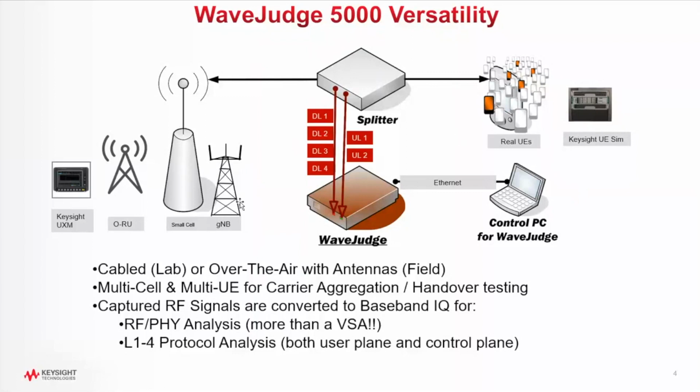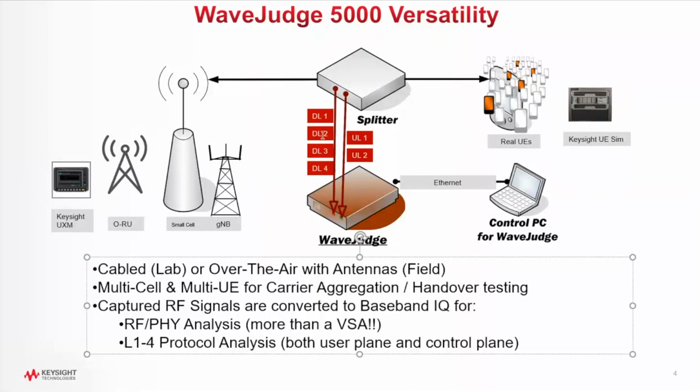They may have a real gNodeB, and in that application they might use a simulated UE. So the real point here is that the versatility of the WaveJudge allows you to capture RF signals from real base stations, 4G, 5G, O-RAN, or simulated base stations. And the WaveJudge also captures information from real UEs or simulated UEs, and that can be for a single base station test or multiple base station test, as well as a single UE or multiple UEs, or hundreds of UEs. For example, if the Keysight UE simulator is simulating 400 UEs, the WaveJudge will capture and decode and give you analysis for all of that traffic.